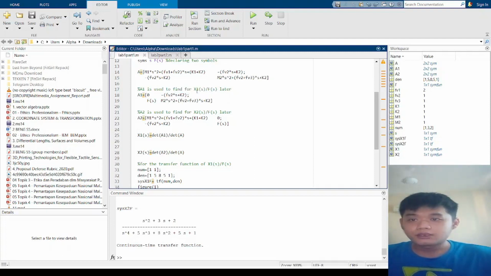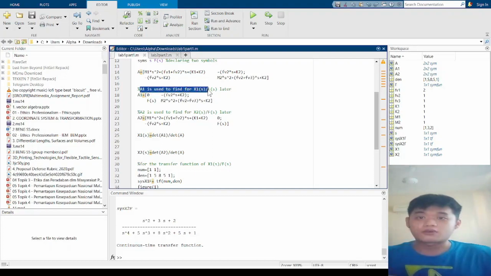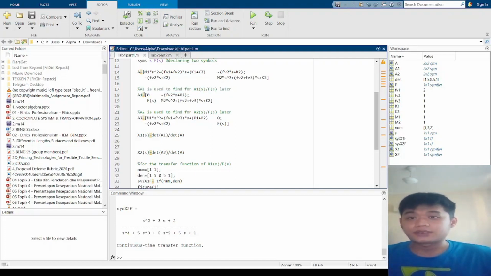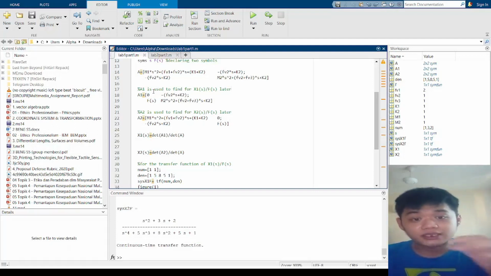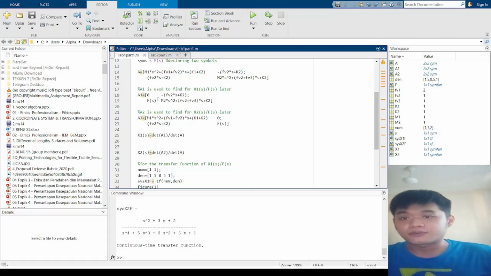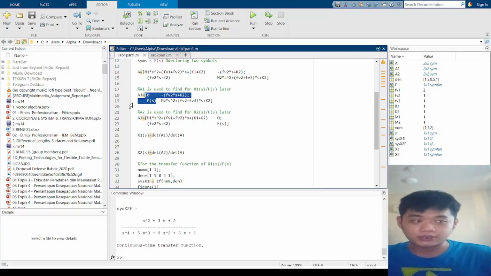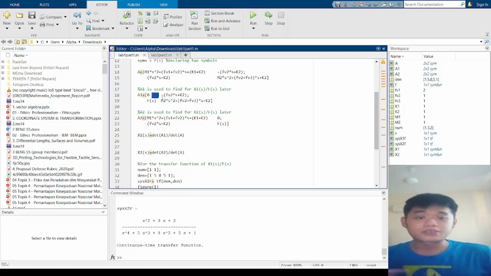In order to find the value for x1, simply use this one. Here we can see A1. A1 is used to find the x1 over Fs later. For A1, which is for x1, this is just to find the determinant for x1. So here we just put in the 0 Fs in front of it, because this is how the matrix is supposed to be and how it works. And just simply do the 2 times 2 multiplication again, following the calculation of the matrix rules. The same goes for the determinant of A1.